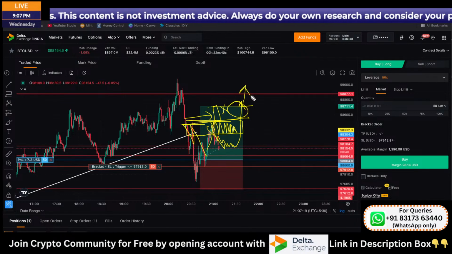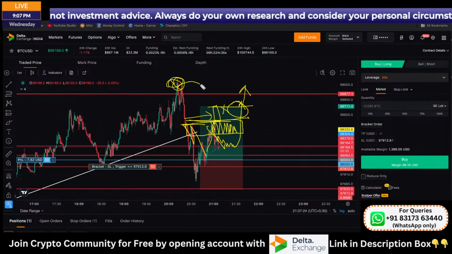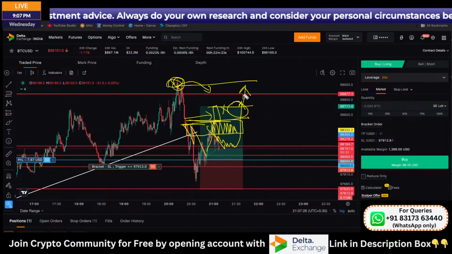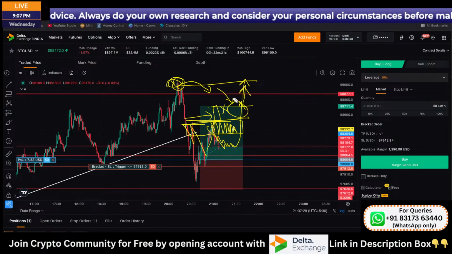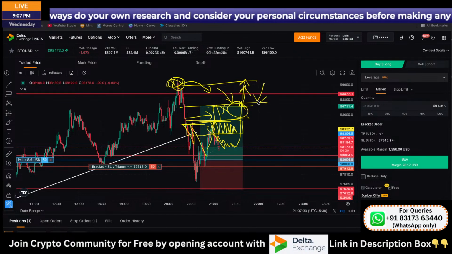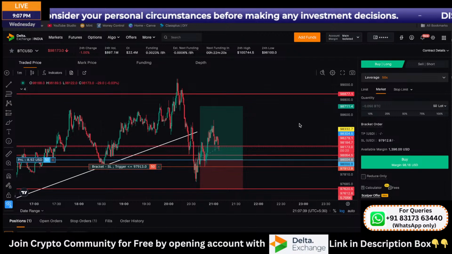I cannot keep a bigger target because the sellers who are here, I don't know how strong they are. They can re-enter, they might not allow the market to go up to this resistance, they might enter the market a little lower itself. So I felt this is a fair price for me to place the target and a fair price to place my entry stop loss as well.